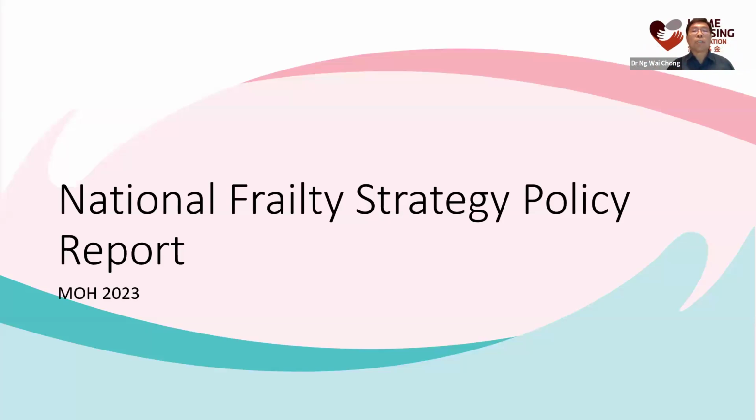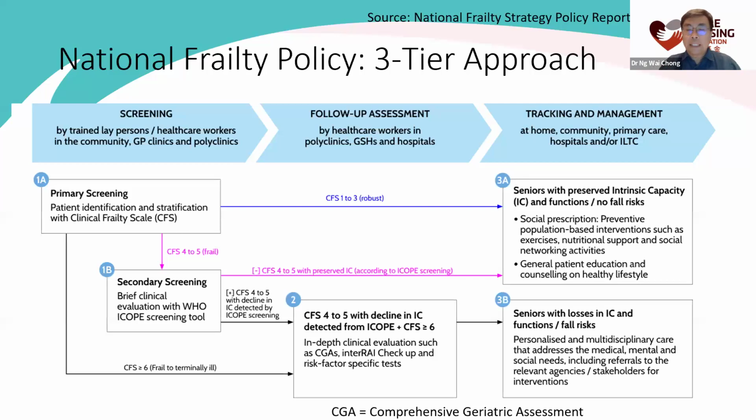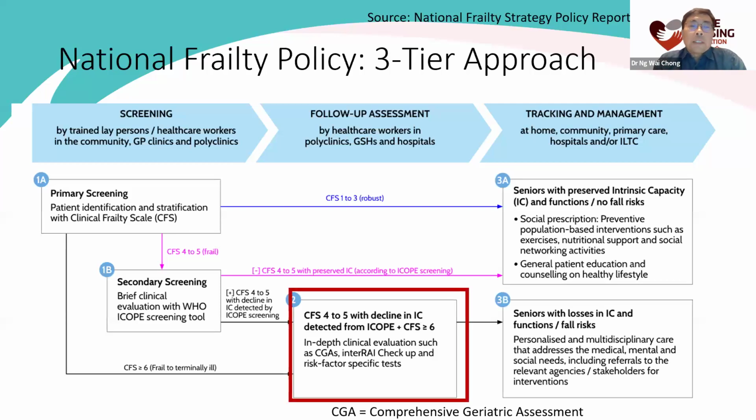So the National Frailty Strategy policy report was published last year, sometime in July. And one of the recommendations, this is a summary of it, is this one. For patients with clinical frailty scale 4 to 5, that means they are slowing down, even though they are independent in basic activities, they've got some deficit in instrumental activities of daily living. They should be screened with the ICOPE screening tool, which screens for 6 deficits. If any one of them is abnormal, they should have a CGA. So this is described here.